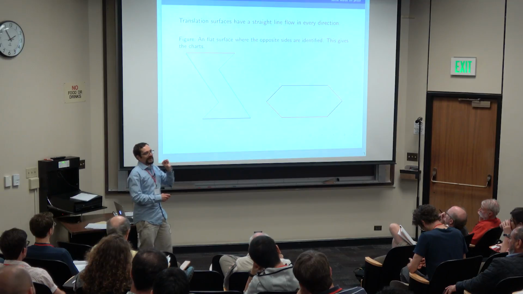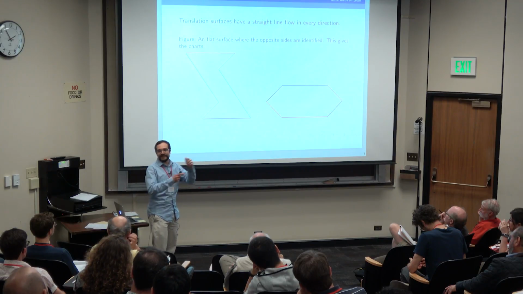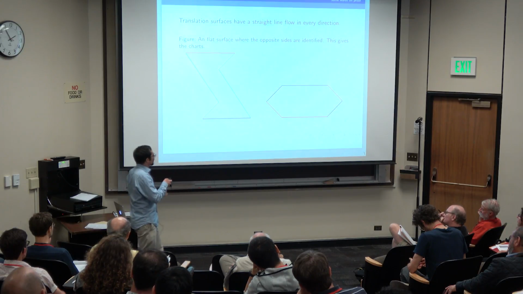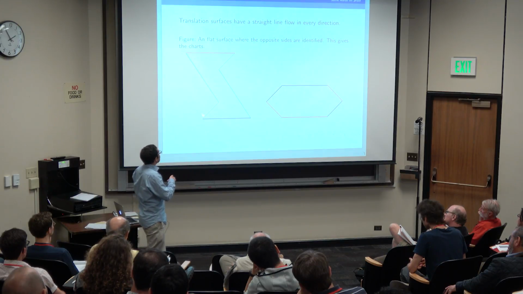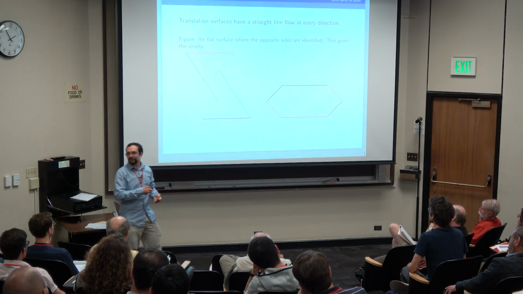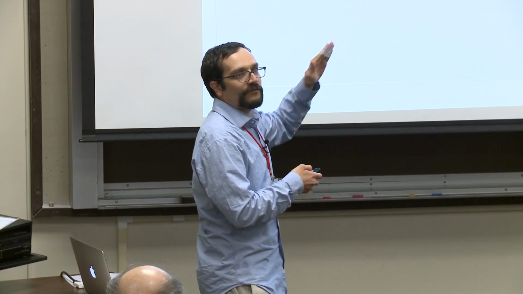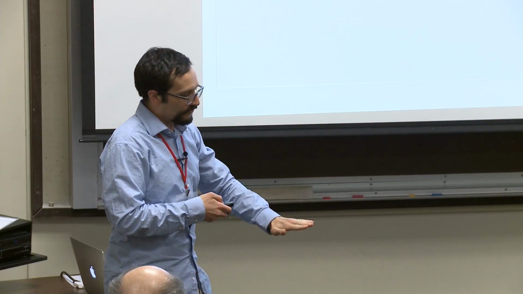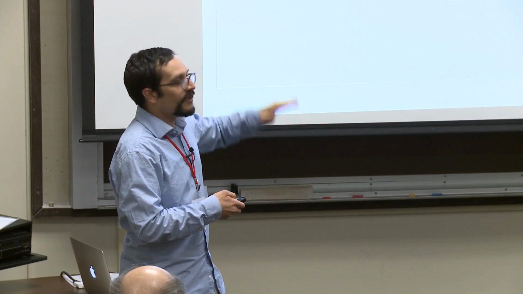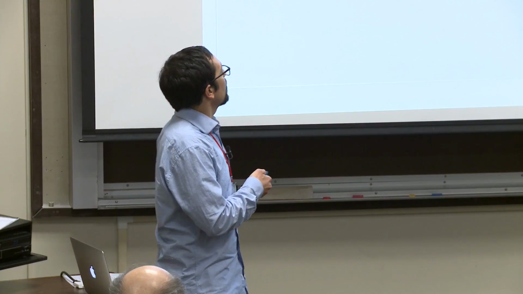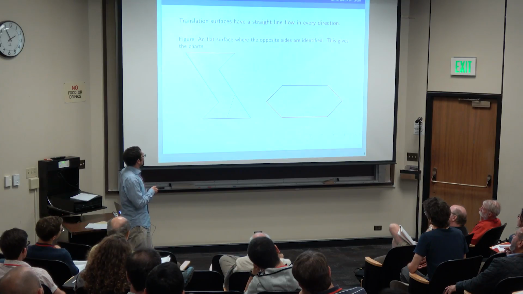And of course you'd worry that when you move between different charts, this gets all confused and messed up. But because your transition functions are translations, and translations preserve angles and orientation, this works out perfectly well, and you end up with a straight line flow in every direction, which just comes from lifting the same flow on R2 via your chart. Okay? And as is often the case, a picture is worth 1,000 words.